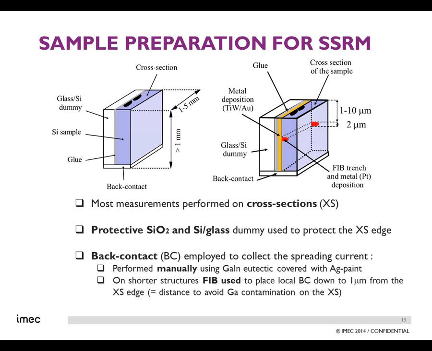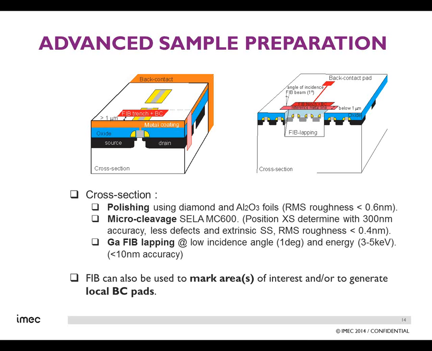You can generate a trench that you fill with platinum, with FIB, very close to the structure of interest, down to 1 micron, and collect the current through this trench and then through a metal layer that you deposit on top of your surface. I told you cross-sectioning is a crucial aspect.